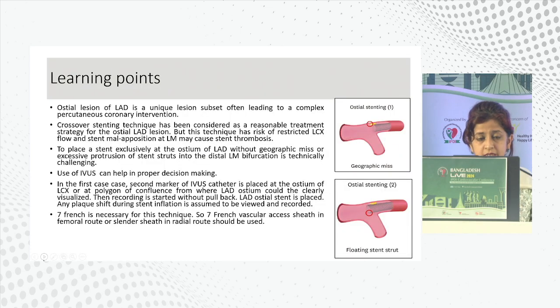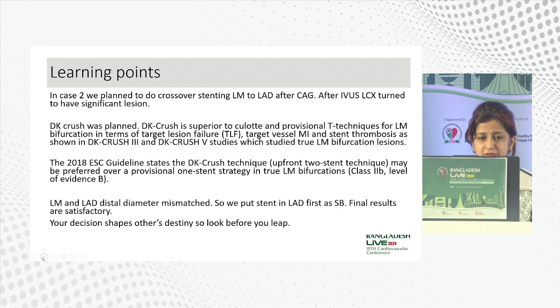So the learning points are: crossover stenting is considered a reasonable treatment for ostial LAD lesions, but there is a risk of restricted flow to the circumflex, and stent malapposition in the left main may cause stent thrombosis. But to place the stent exactly in the ostium of the LAD is challenging because of geographical miss or excessive protrusion. So IVUS can help, and we have tried a new technique here.